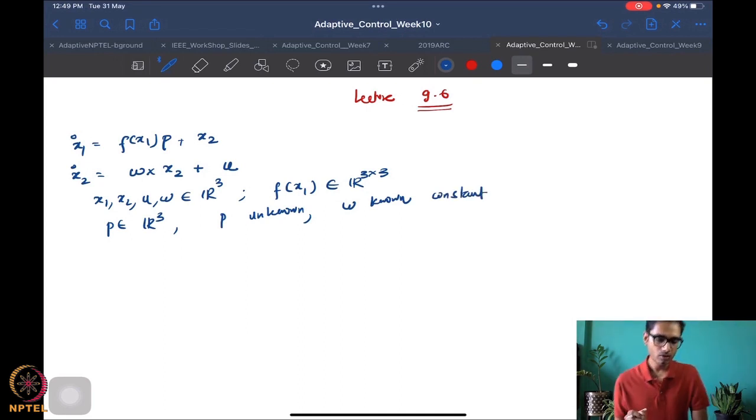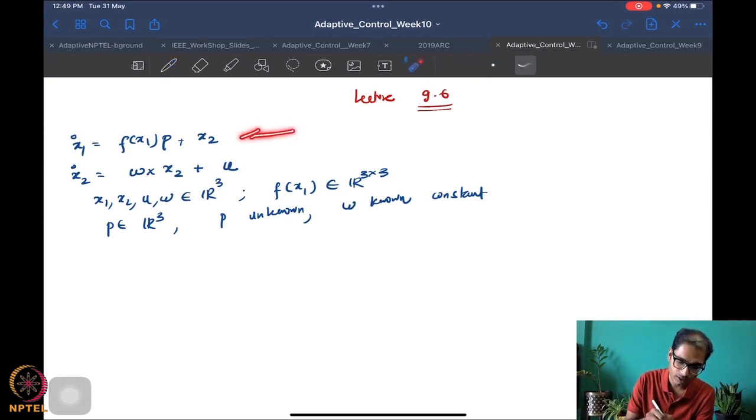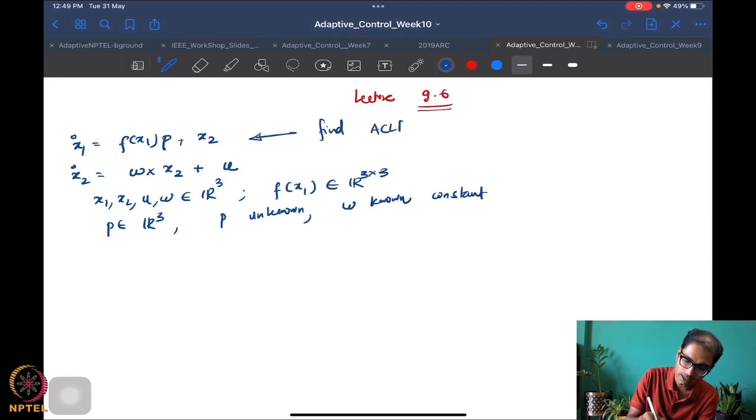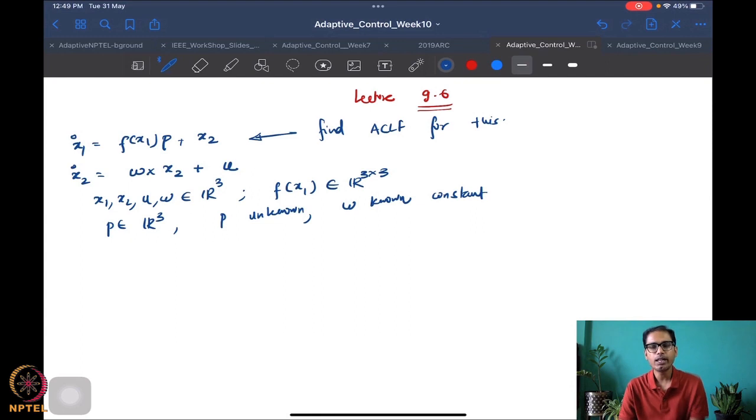Okay, now the first question is, what is an ACLF for this system? So step one is to find an ACLF for this. How do we do that? What exactly was an ACLF? An ACLF essentially guaranteed that this system was adaptively asymptotically stabilizable.